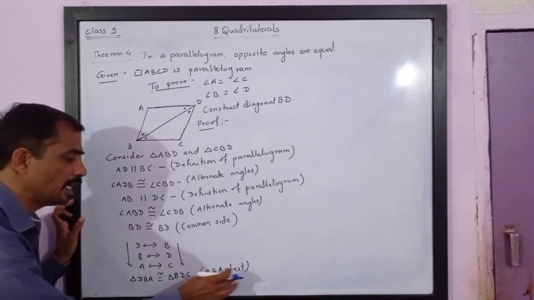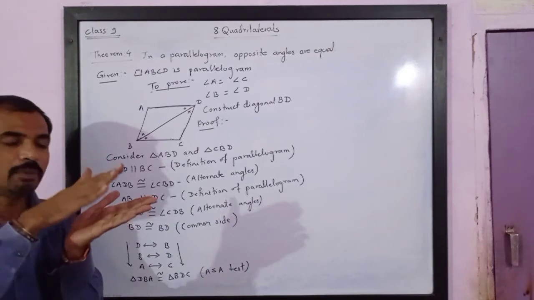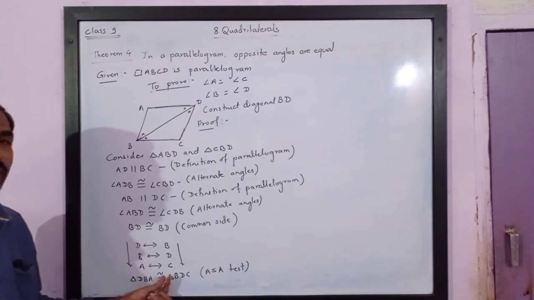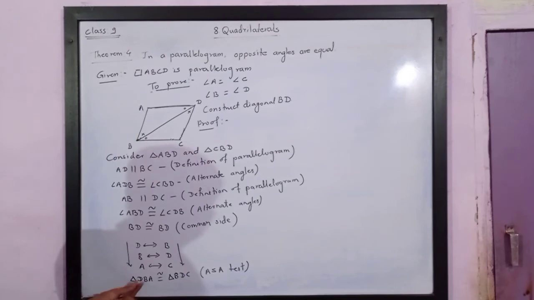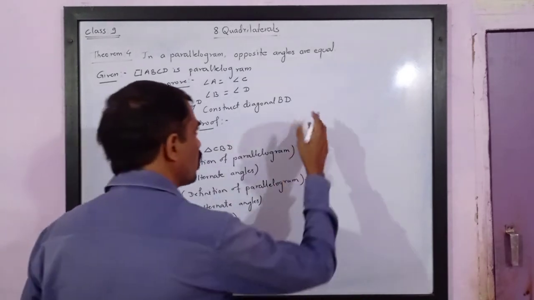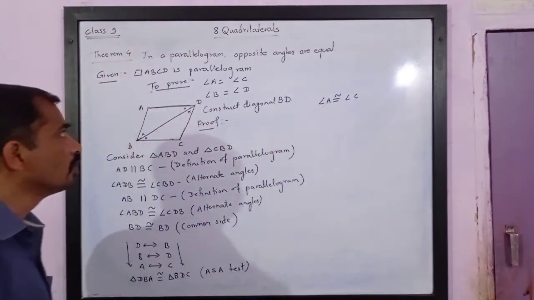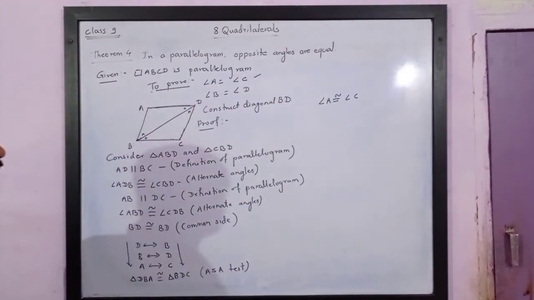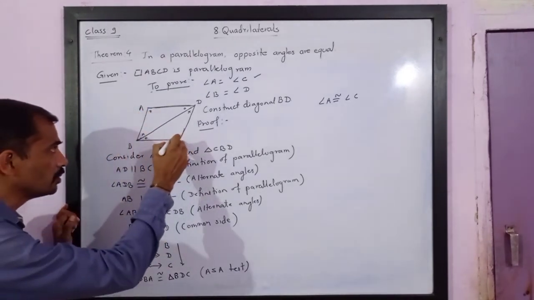Now, if it is ASA test, if the triangles are congruent, we have already studied, if triangles are congruent, it means if you keep one above the other, they will exactly coincide. That is, first angle will coincide with first angle, second angle will coincide with second angle, third angle will coincide with third angle. It means angle A, that is the last angle, will be congruent to angle C. So angle A is congruent to angle C. Now look at the question asked. We were asked to show that angle A is congruent to angle C. Now similarly, see, we have proved one part, angle A is congruent to angle C.